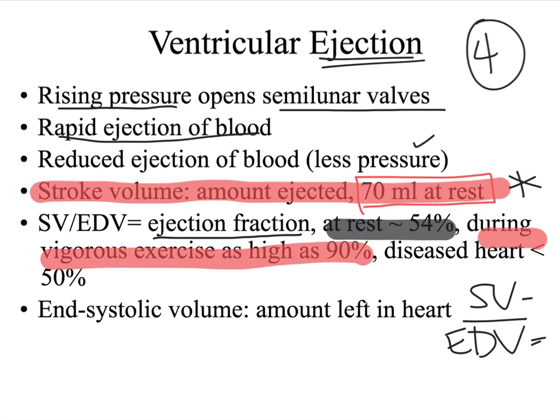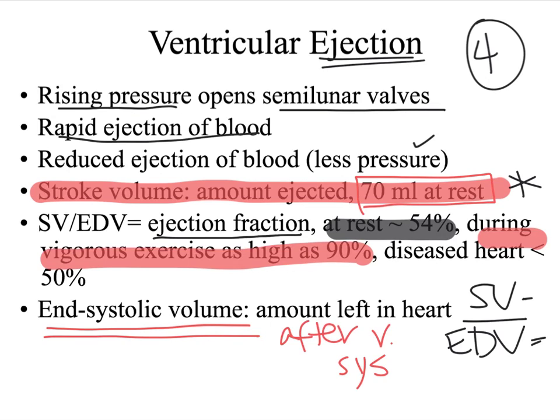Now there's a name for this. We don't pump all the blood out of our heart every time we pump it. Some blood stays in the heart, and that's called the end systolic volume. That's the amount left in the heart after ventricular systole.